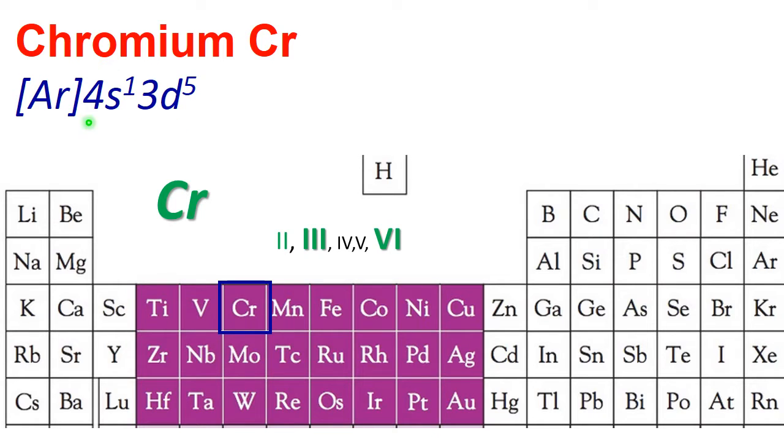Electron configuration is 4s1 3d5, 6 outer electrons. You can remove all of them, 5 of them, 4 of them. The very stable oxidation number is 3 plus. More or less stable is 2 plus.